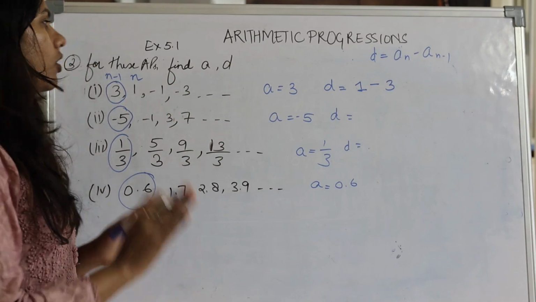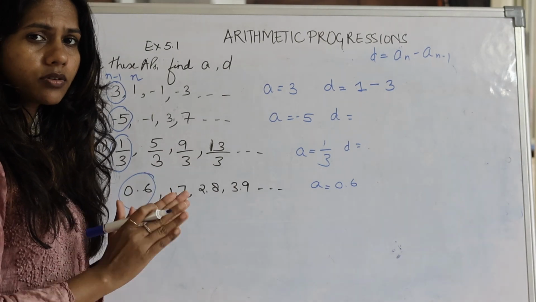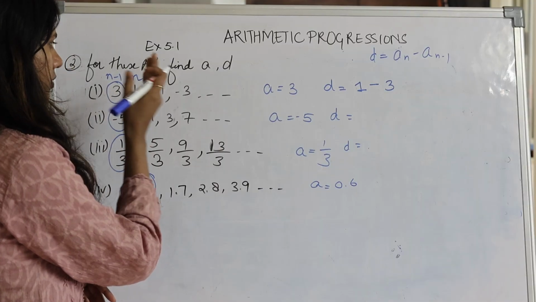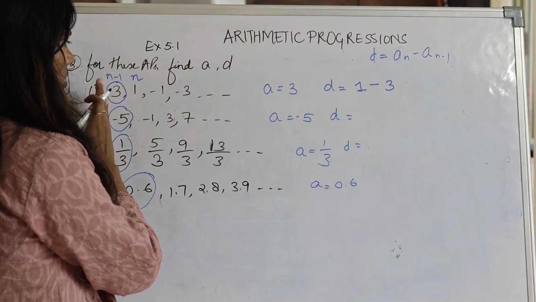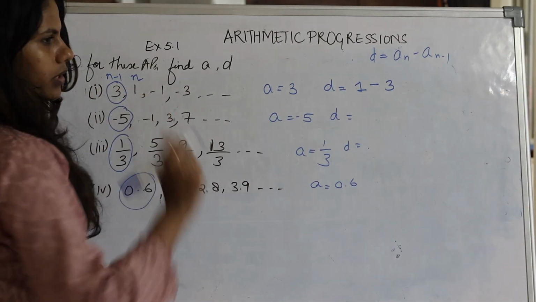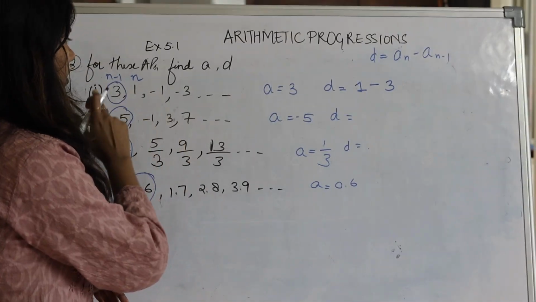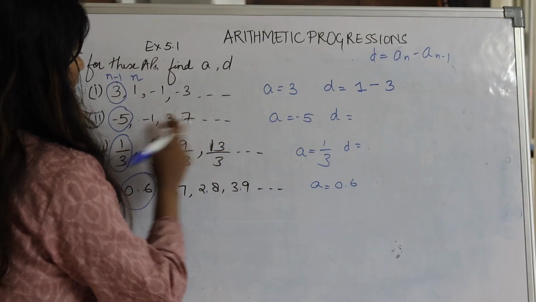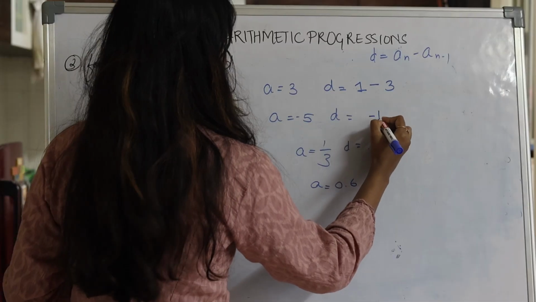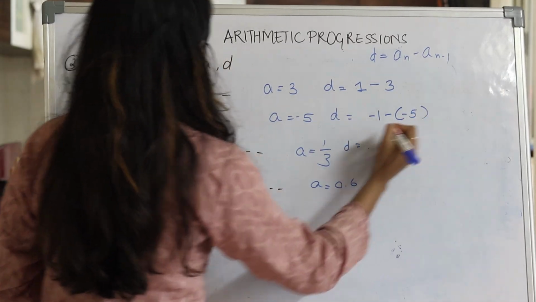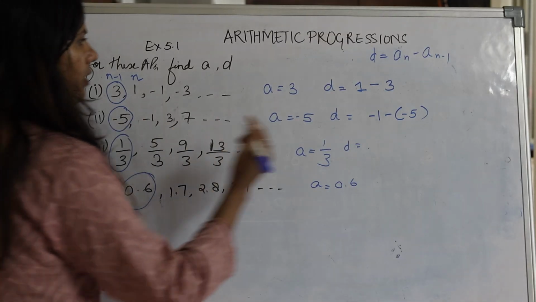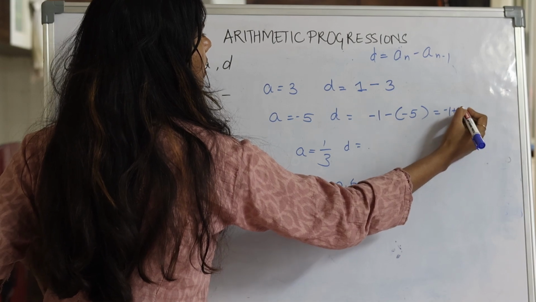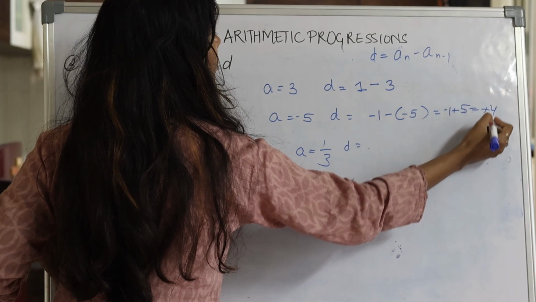See one thing, don't think that the n minus 1th term is greater than the nth term, so let's subtract in this way, 3 minus 1. No, don't do that. Always, no matter how the series are given, you just have to subtract the first one from the later one. Always subtract the n minus 1th term from the nth term. So here D will be minus 1 minus minus 5, which is equal to minus 1 plus 5 equal to plus 4.